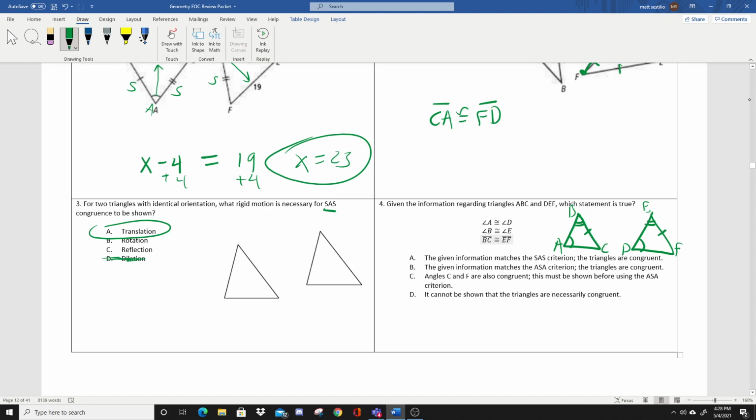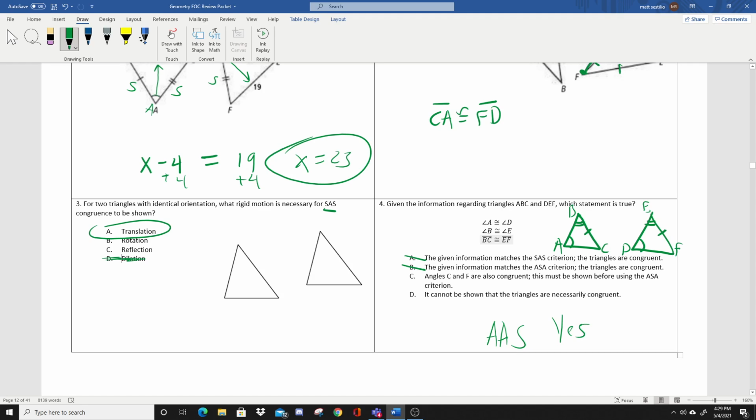Given the information, which statement is true? Well, this is not SAS or ASA, right? Because this says angle, angle, side. So we're given angle, angle, side. Now stop to think, okay, does that mean they are congruent? Does AAS work? So yes, they are congruent. The given information matches SAS, no. ASA, no. Angles C and F are also congruent. This must be shown before using the ASA criterion.